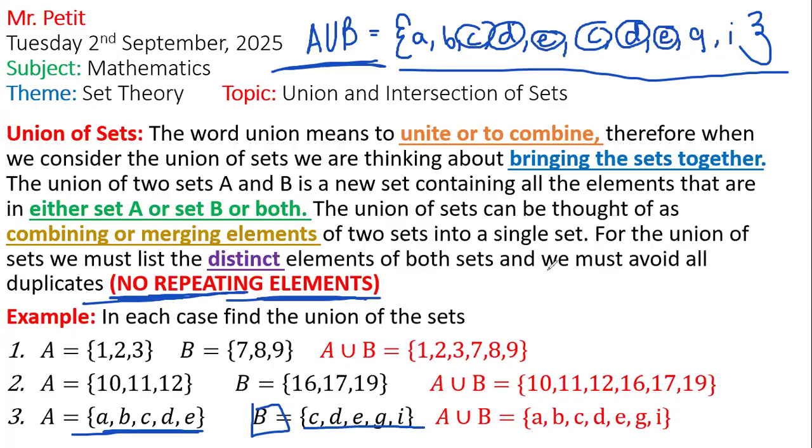All right? So what does that mean? So after you write A, B, C, D, E, like how we did here, then you don't have to write it again. You go straight to G and then I. Does that make sense? Yes, sir. Okay.